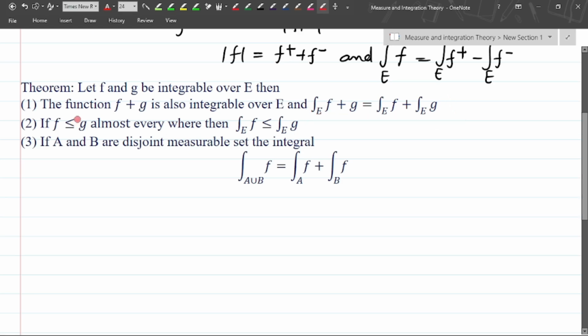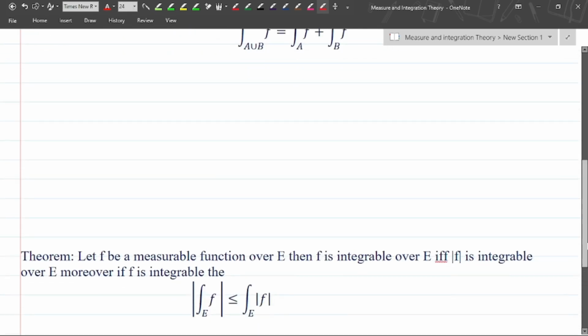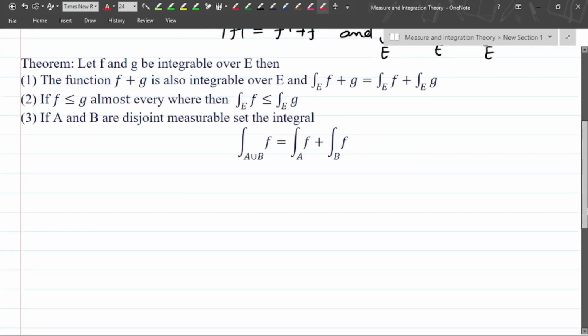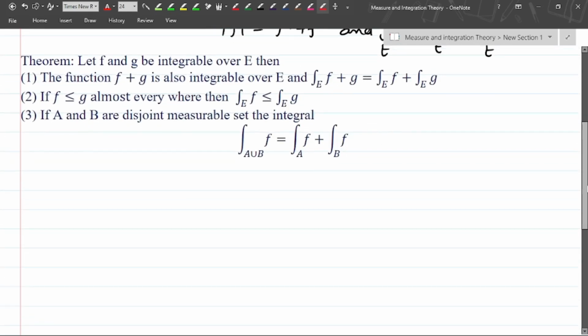And if f is less than g almost everywhere, then the integration over E of f is also less than the integration over E of g. And if A and B are disjoint measurable sets, then it can be written in such a way. So we'll use this concept. If f is a measurable function, then we can write it in this form. Now if it is a measurable function, then it is an integrable function. This is the necessary condition for that.